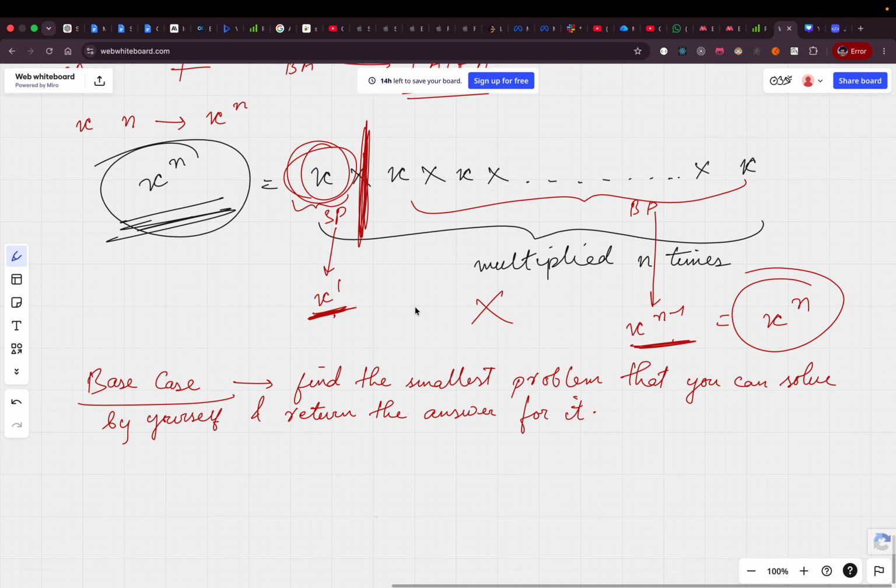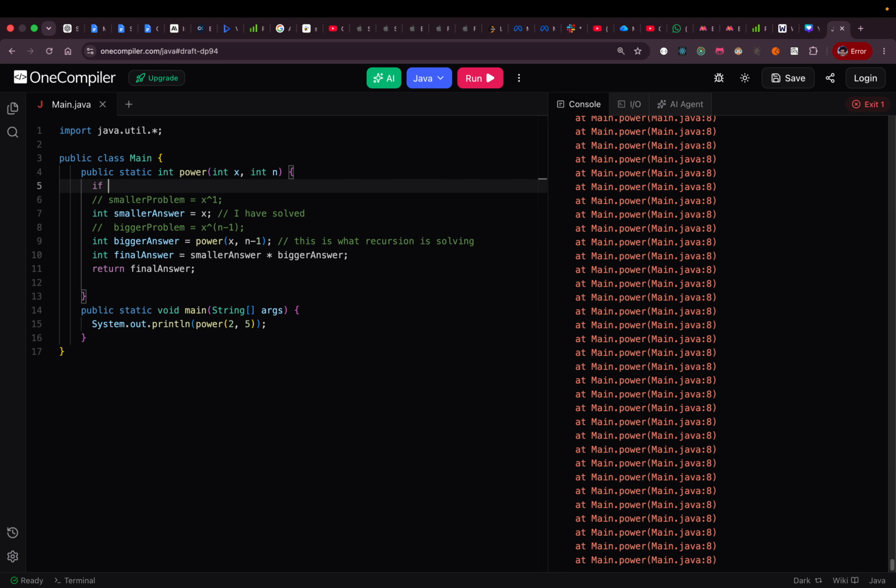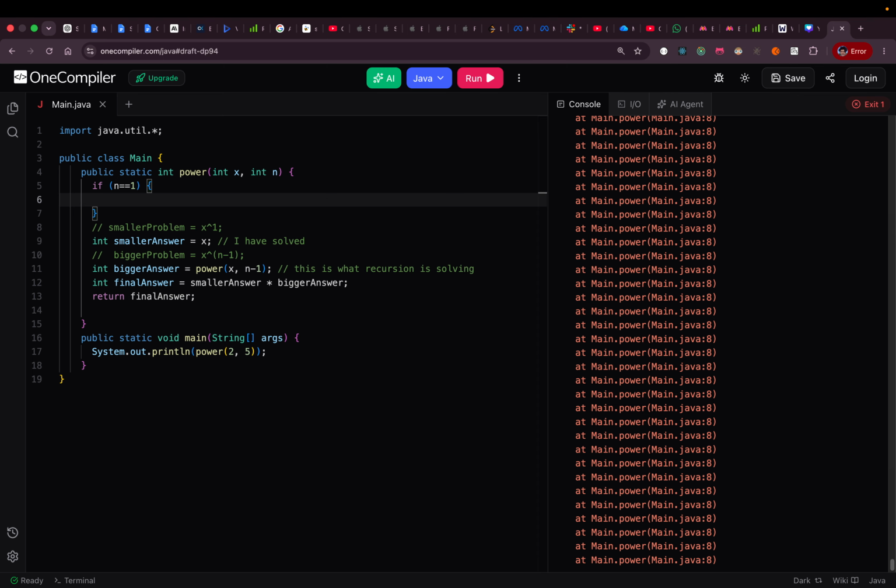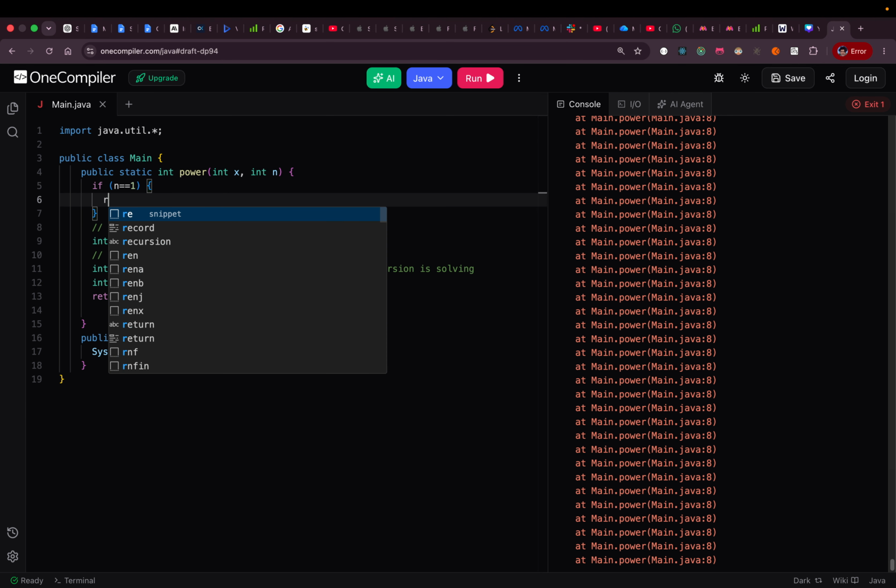Now this is exactly the same as finding out the smaller problem. The only difference is that in the smaller problem you store it in an answer. You stored the answer in a variable called smaller answer. But in the base case, you will simply return it. So here in the base case, you can write something like if n is 1. If n is 1, you have to solve x power 1, which is a very, very simple problem, and you can very easily do it by yourself. What will be the answer? The answer is x. But here you were storing it in a variable. Now you will simply return it. So you will simply say x.